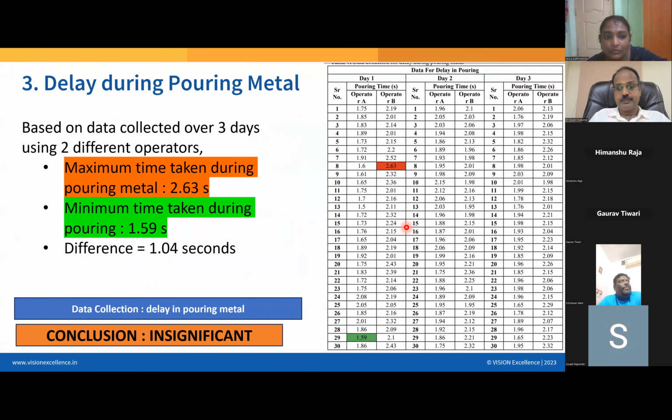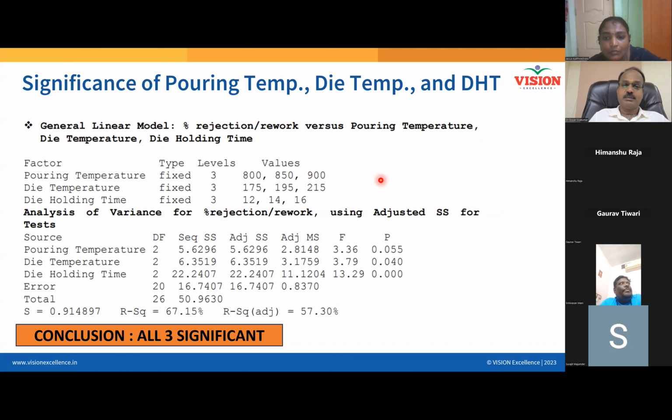And now pouring time. The time consumed to pour the metal into the die. People told us that is also critical. But when we actually collected the data, we noticed that there is only a difference of 1 second between the maximum time and the minimum time. So that means there is not much difference. The pouring time is uniform, so it's not significant.